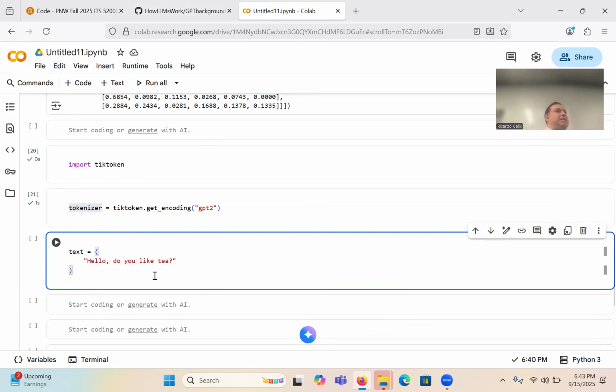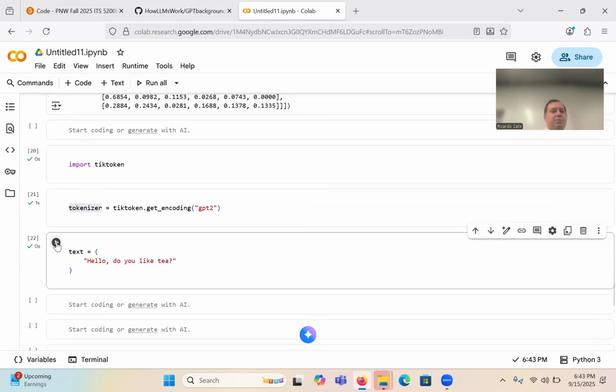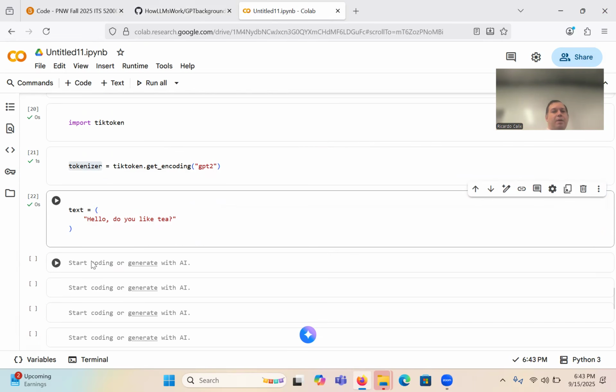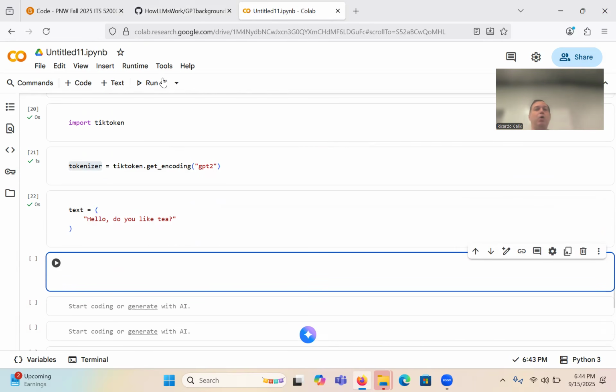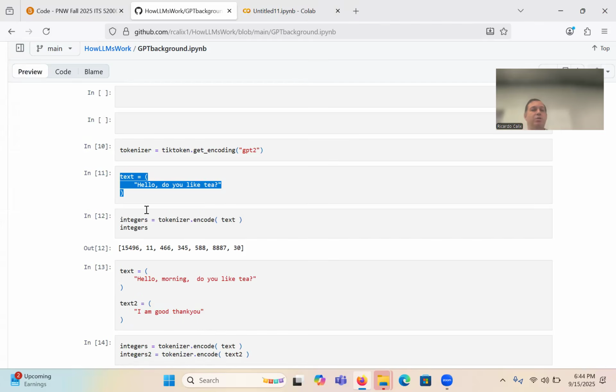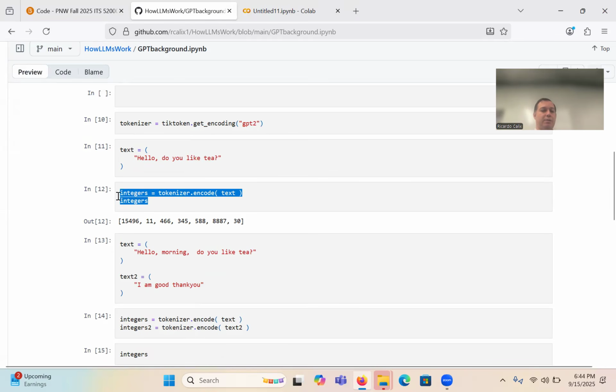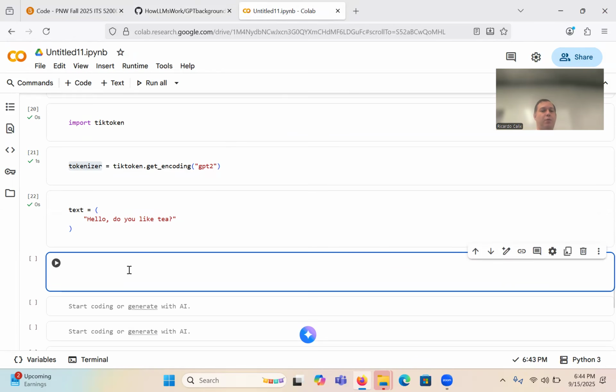So hello, do you like tea? That's the text. So I'm going to just run it. And remember that our goal is to just convert it into integers. So that's what I'm going to do next. It's pretty straightforward.